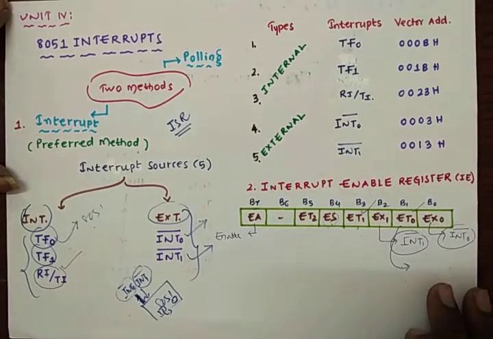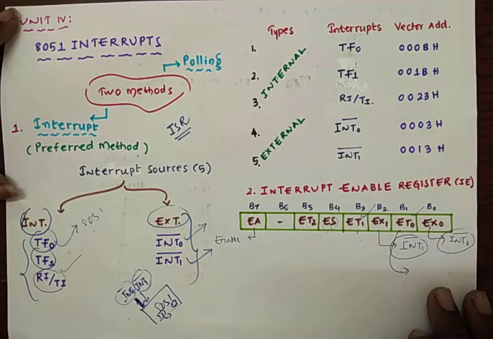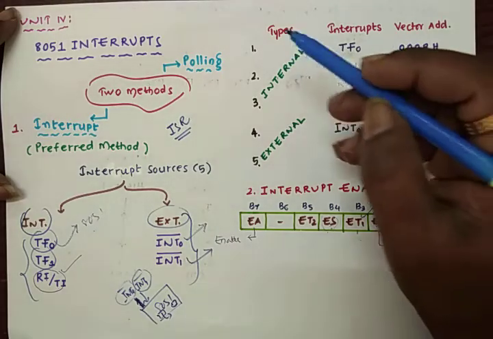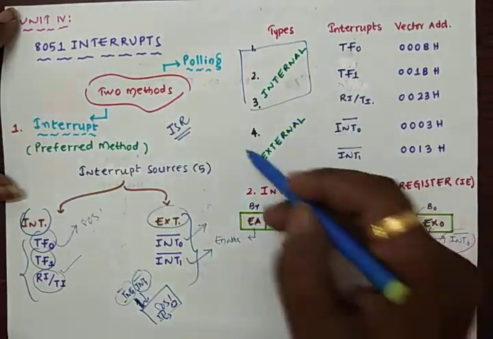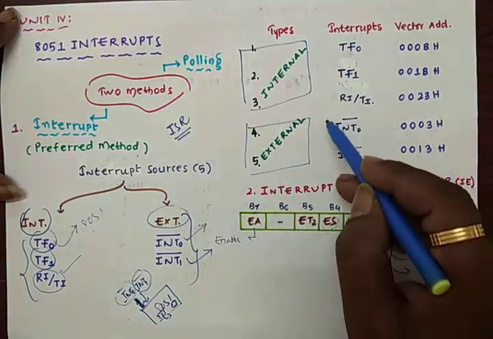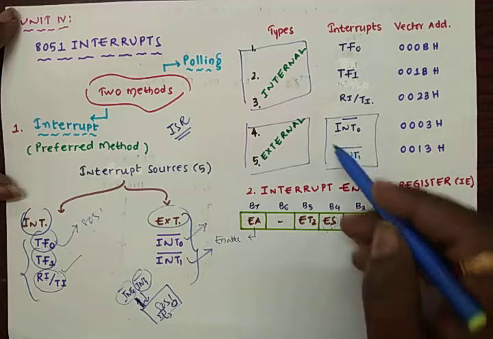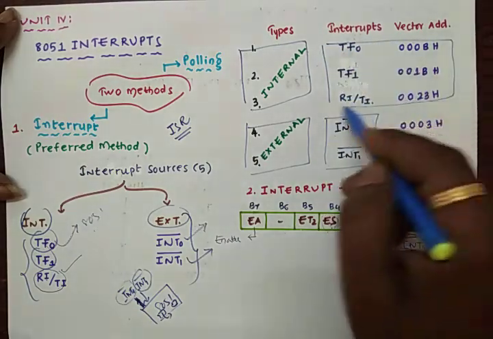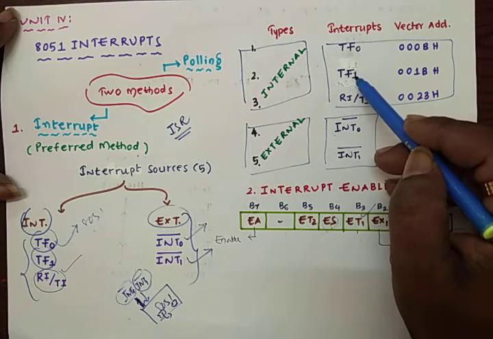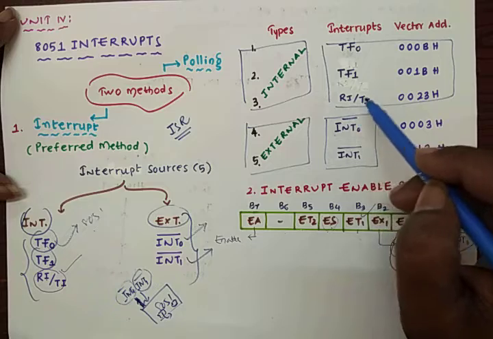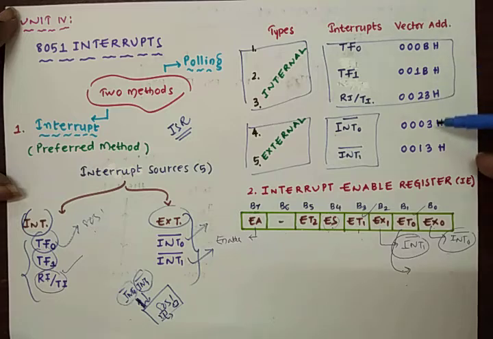Then I am going with the addresses of those 5 interrupt services. In the 5, how many are internal? 3 are internal and 2 are external. And the 2 externals are INT0 and INT1, that is interrupt 0 and interrupt 1. The 3 internal ones are the timer 0 flag, the timer 1 flag, and the receiver or transmitter interrupt. And these are the vector addresses.